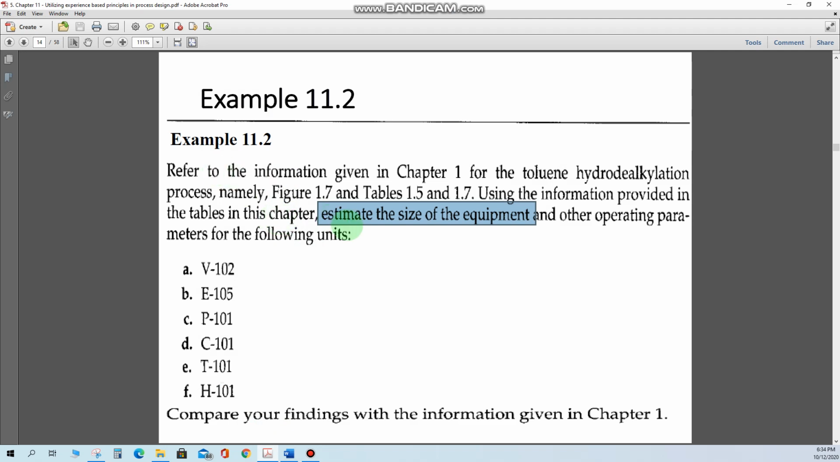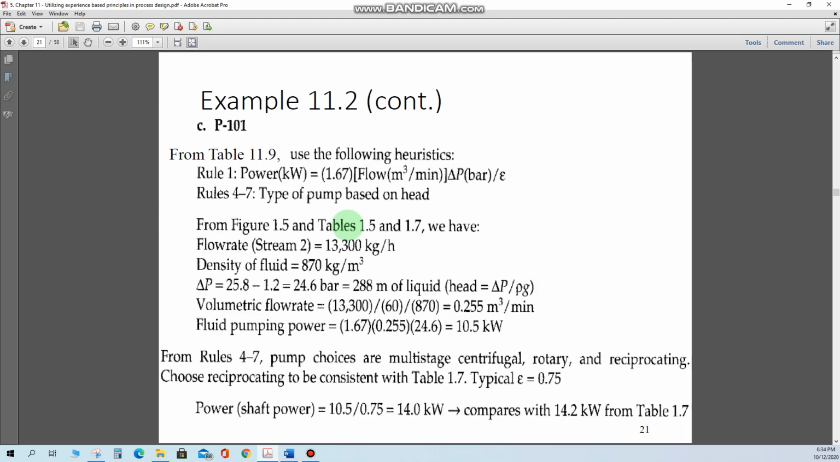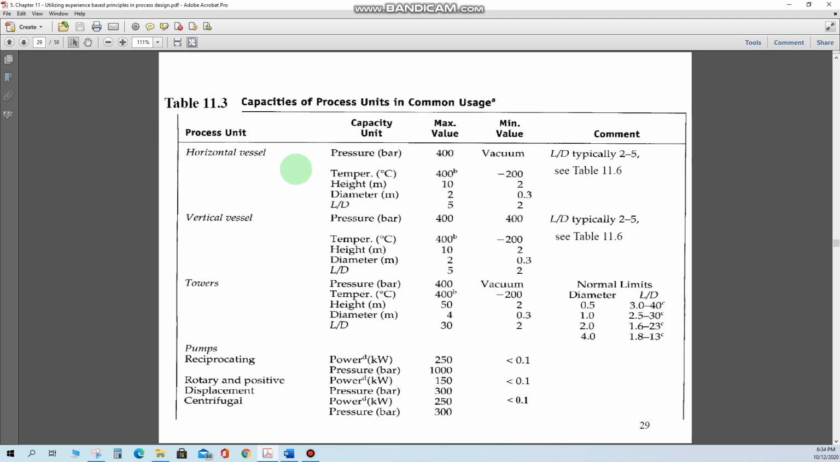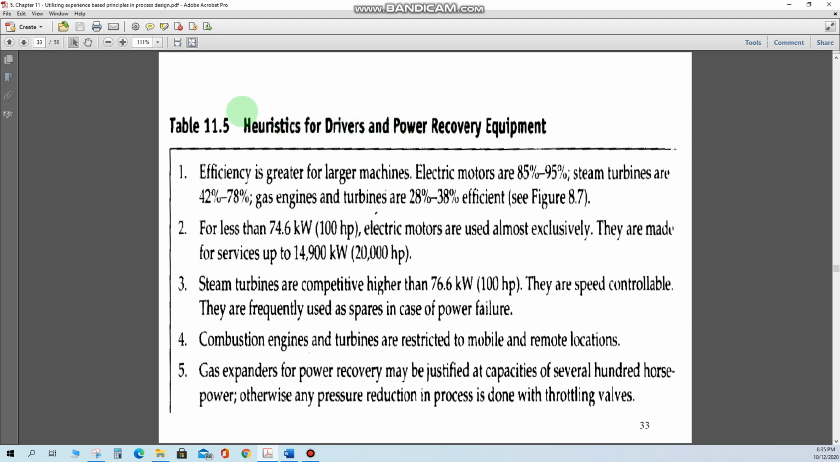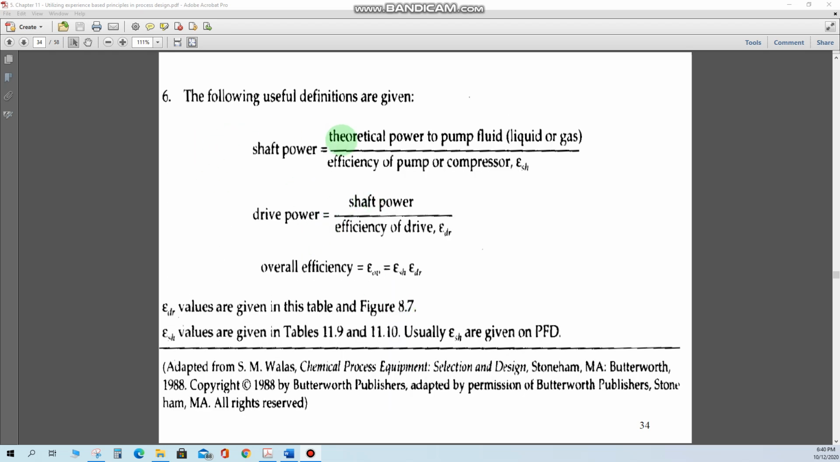Okay, so if you go forward in this presentation, you would see different tables of heuristics. For example table 11.3 is about the capacities of the process units. Then we have typical materials of construction. If you move forward, you have the heuristics on the driver and the power recovery equipment. So depending on each of the equipment that we have in the flow sheet, you can find the relevant heuristics. Here you would find the heuristics for the drivers and the large machines, and also some heuristics on the pumps. Okay, how you can calculate the overall efficiency, shaft power.